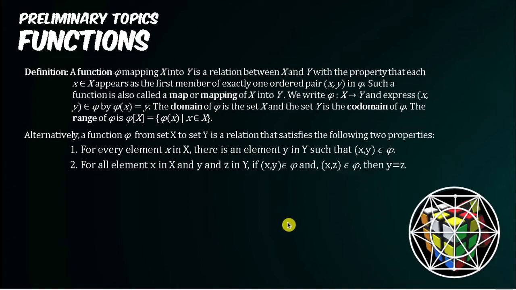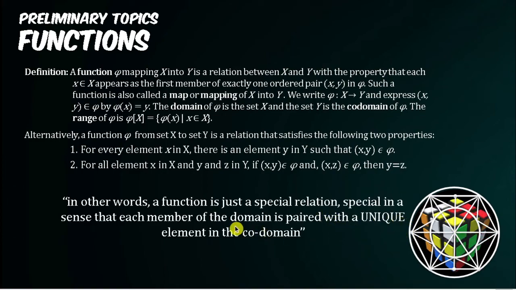And second condition, for all elements x in set X and y, z in set Y, if the ordered pair (x, y) is an element of phi and the ordered pair (x, z) is an element of phi, then y is equal to z. But I think this is better. This is an interpretation of the definition. A function is just a special relation, special in the sense that each member of the domain is paired with a unique element in the codomain.